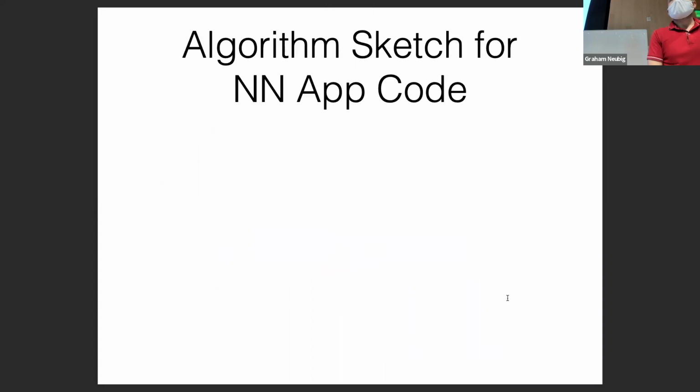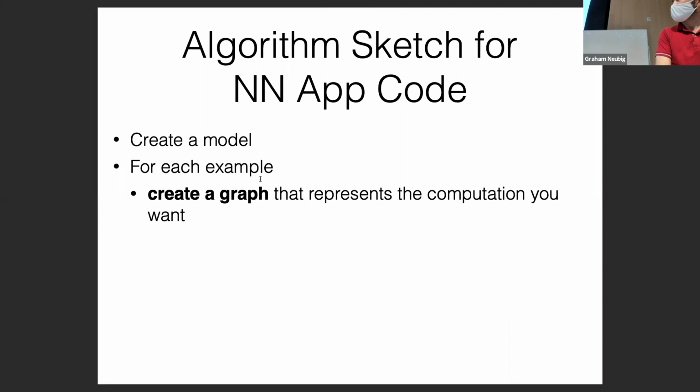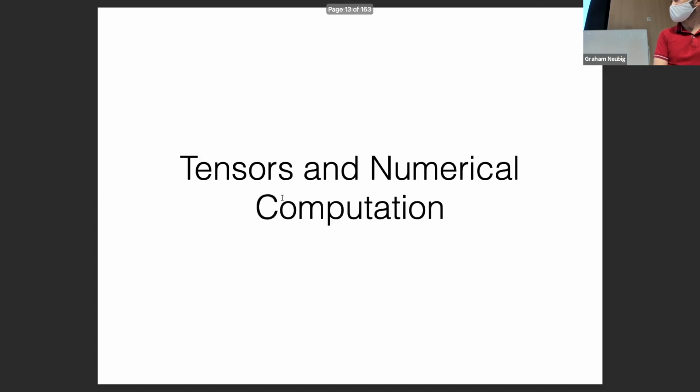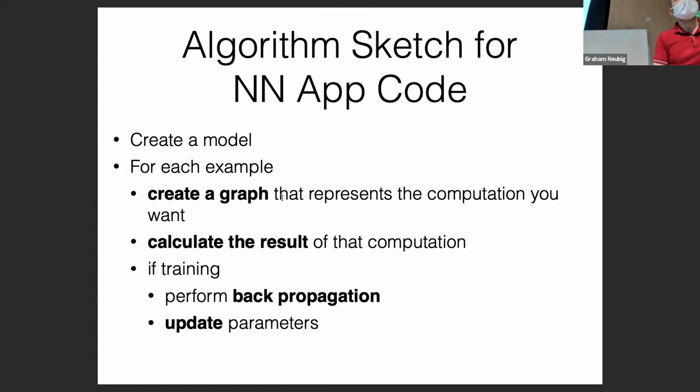And an algorithm sketch for a neural network application code looks a little bit like this. First, we create a model. When I say create a model, I mean we define the shape of the computation, or the shape of the parameters, basically, that will go into the model. Then for each example, we create a graph that represents the computation that you want to do. Calculate the result of that computation. And if you're training, you perform backpropagation, update parameters, and then you're done.